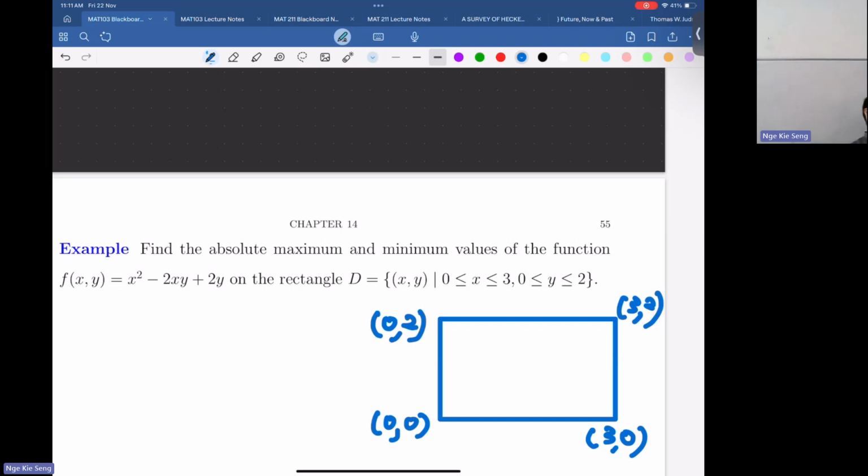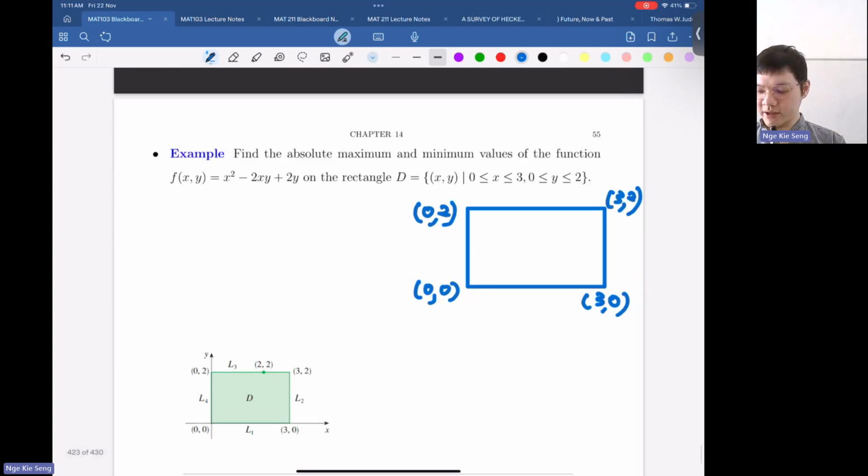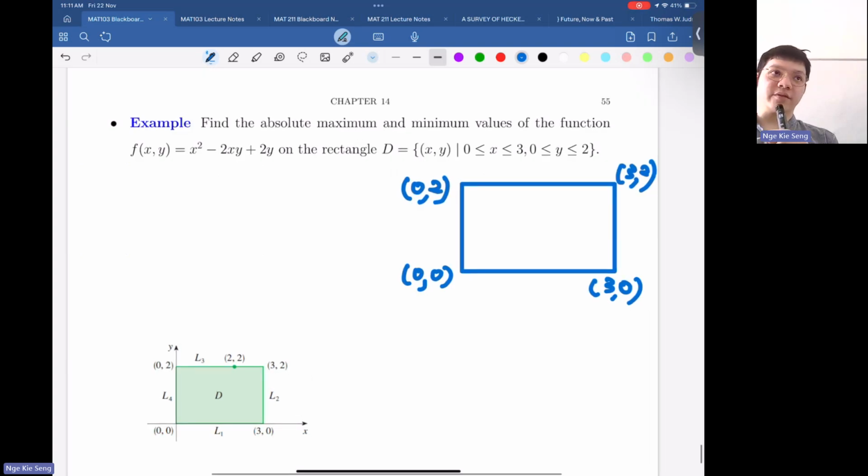So how do we find it? There are 3 ways to find it. One is the boundary. Second, singular points. Third, stationary points. Which one should we start with first? Let's start with stationary points first. This is what you did in your calculus, looking at the first derivative equals 0. So let's find the stationary points first.